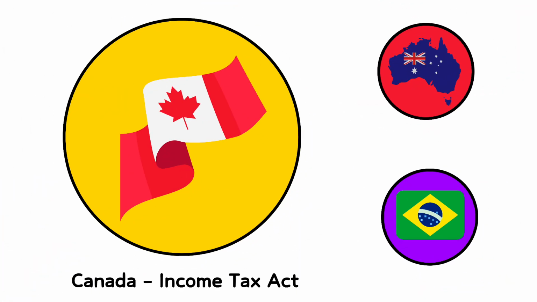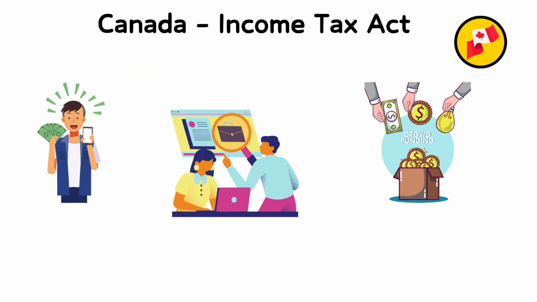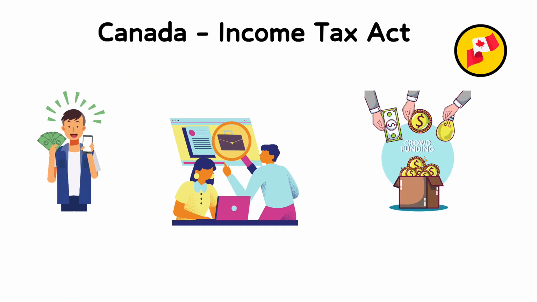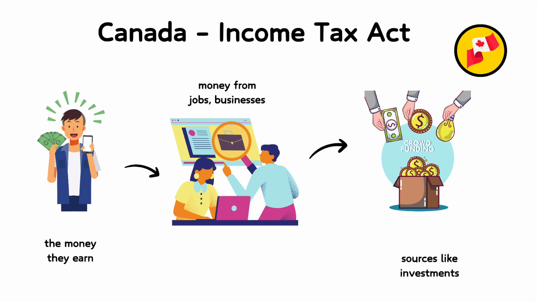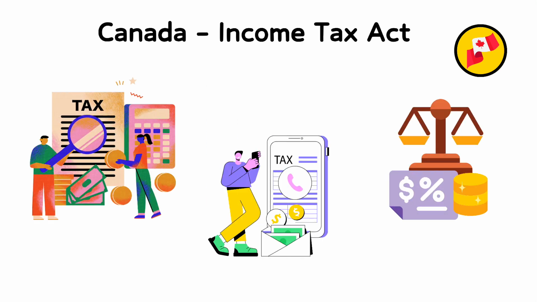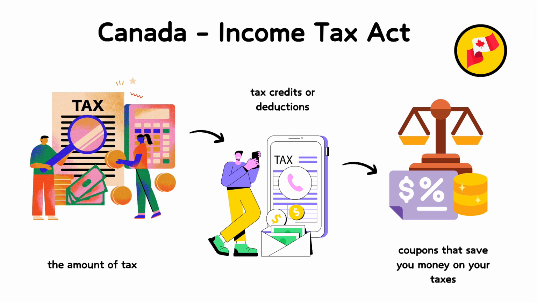Canada Income Tax Act. Canada's Income Tax Act is a set of rules telling people how much tax they need to pay on the money they earn. This includes money from jobs, businesses, and other sources like investments. This law also explains how you can reduce the amount of tax you have to pay by using things like tax credits or deductions, which are like coupons that save you money on your taxes.